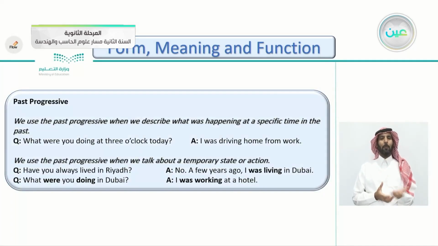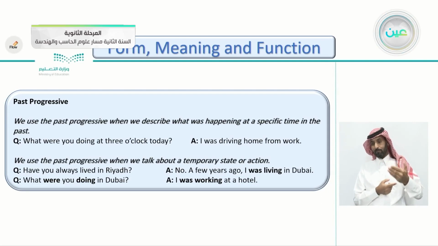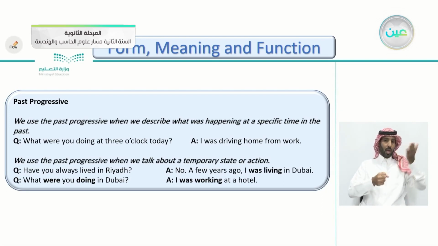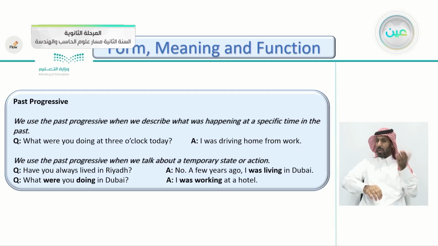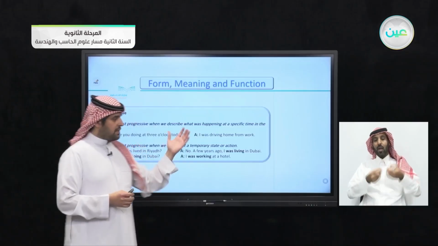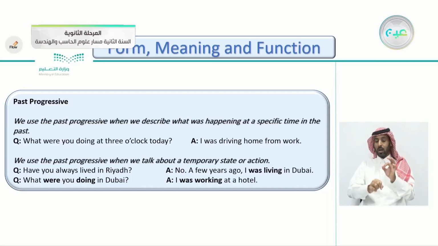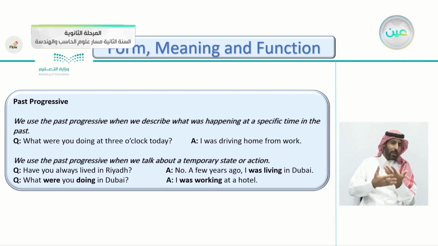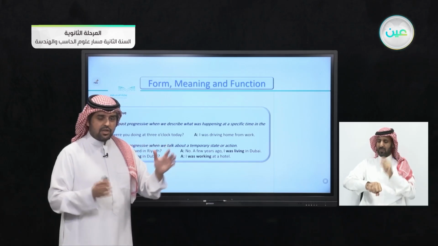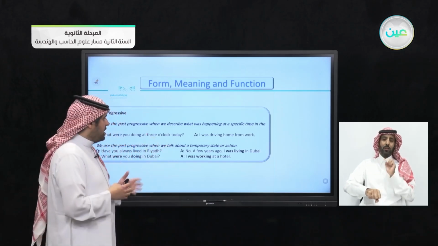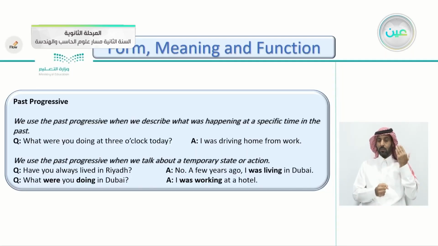The past progressive, let's talk about the past progressive here. We use the past progressive when we describe what was happening at a specific time in the past. We use the past progressive as it says here. We use the past progressive when we describe what was happening. So it's a description of what was happening in the past at a specific time.